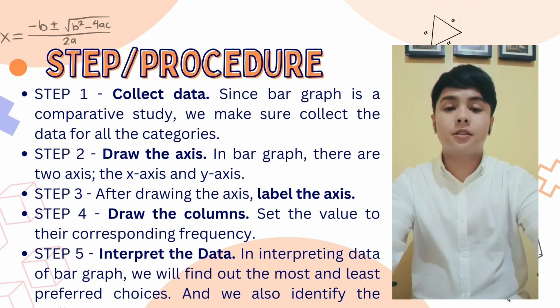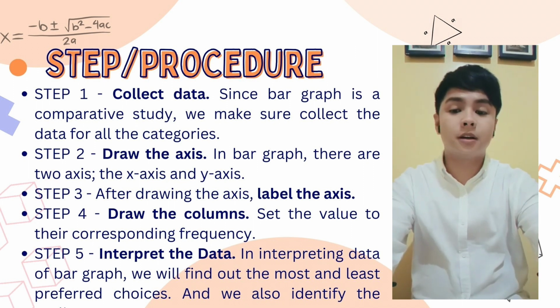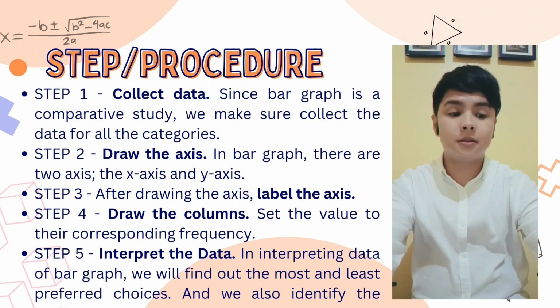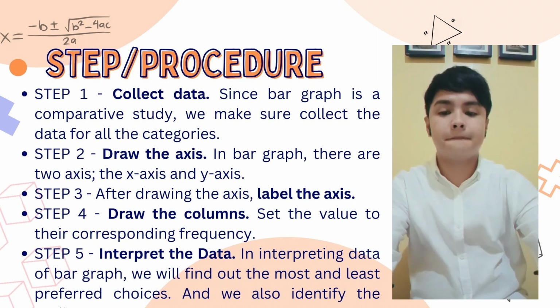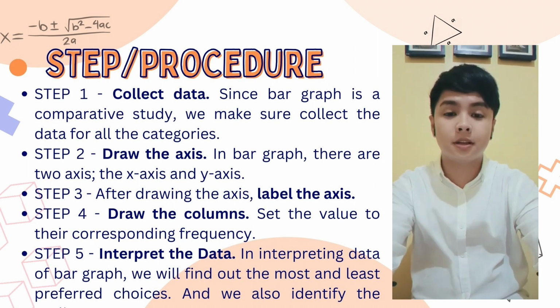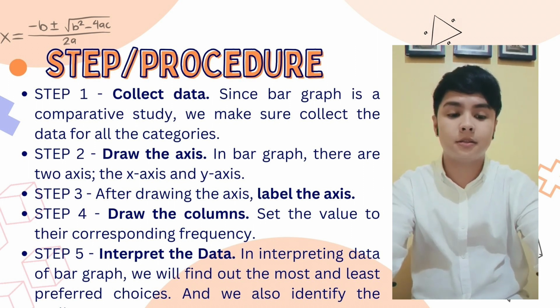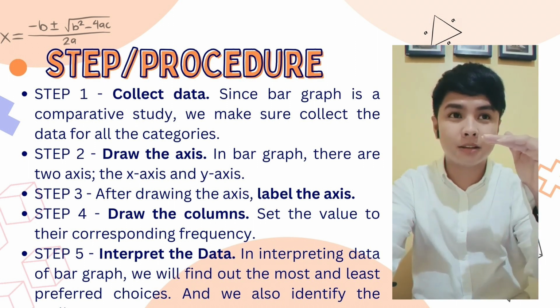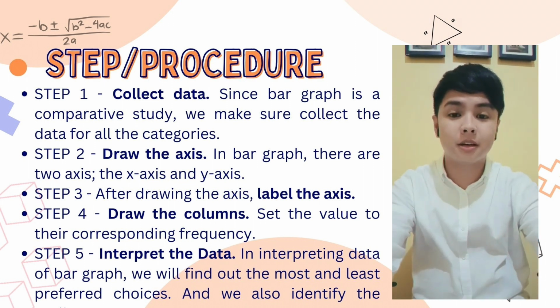Okay, so for the steps or procedure of bar graph, step 1 is collect the data for your graph. Since bar graph is a comparative study, make sure you collect the data for all the categories. Step 2 is draw the axis. The axis I'm talking about is the x and y axis. The vertical is the y-axis, and the horizontal is the x-axis.